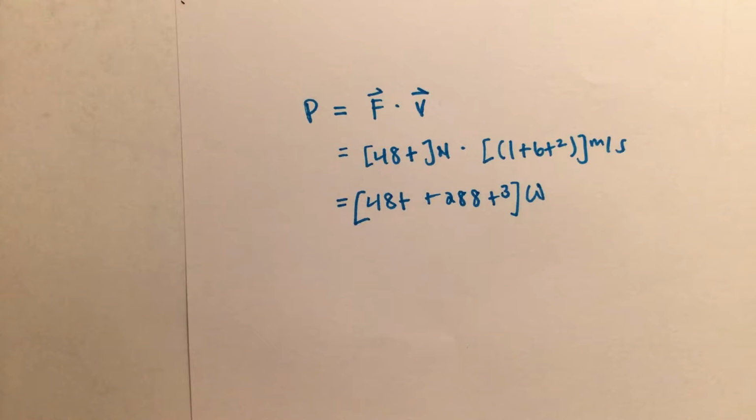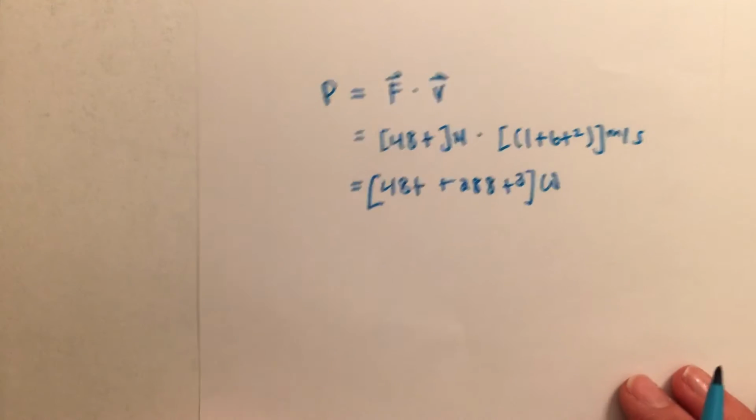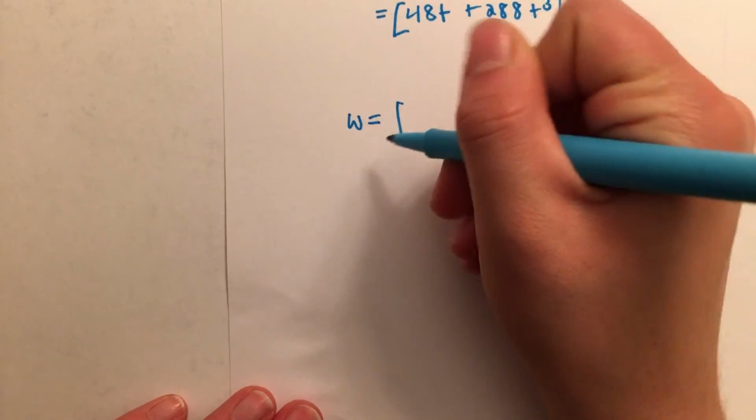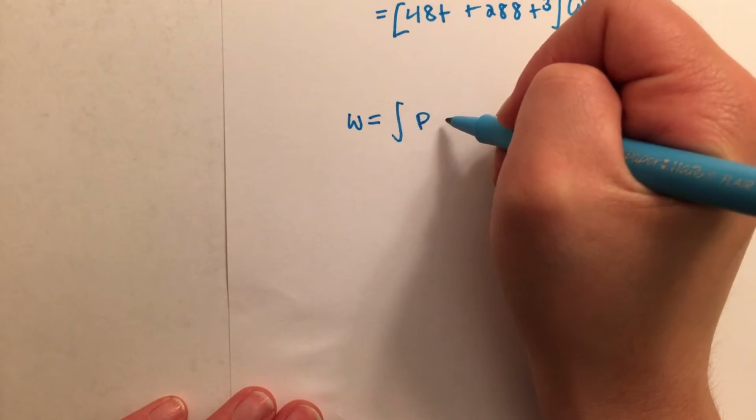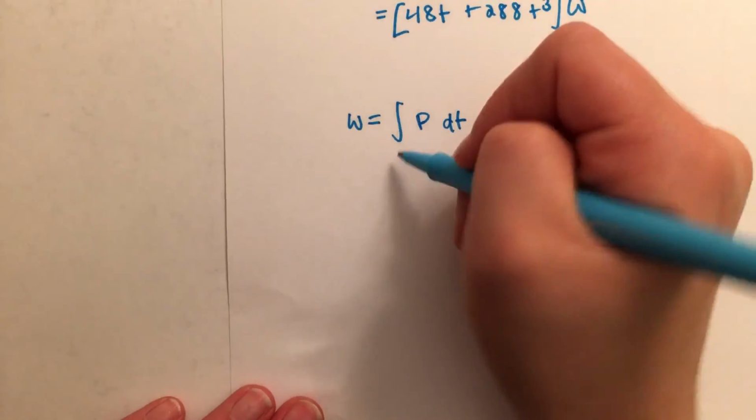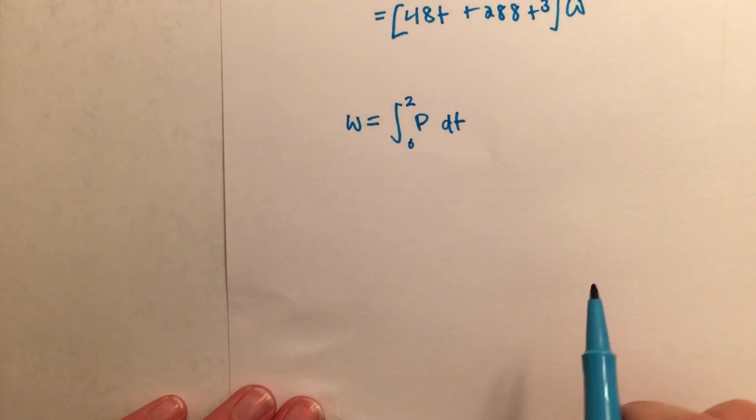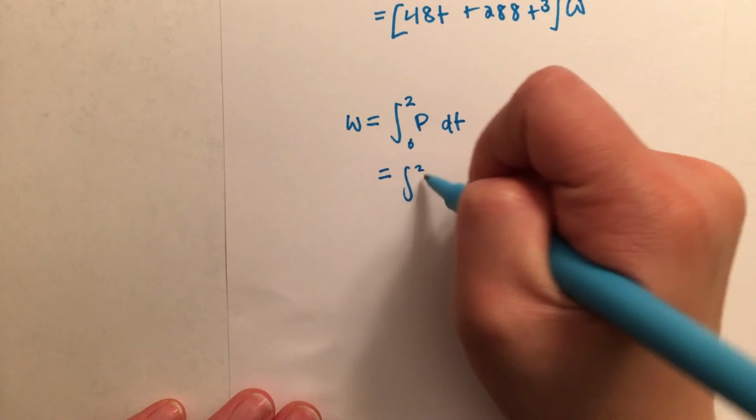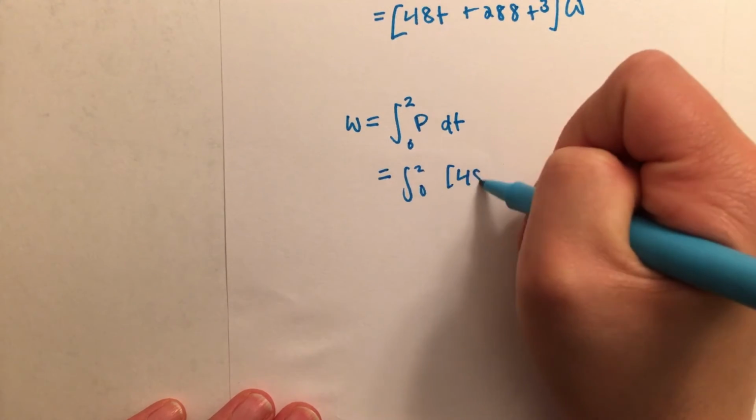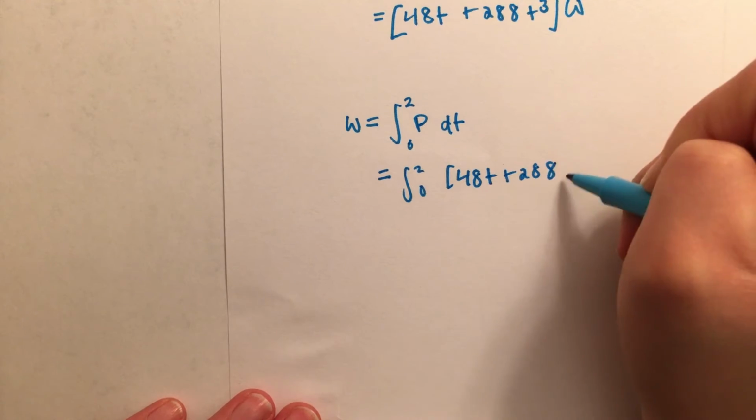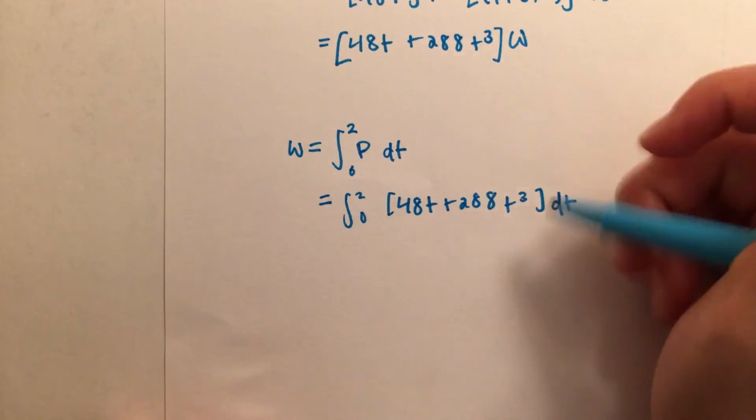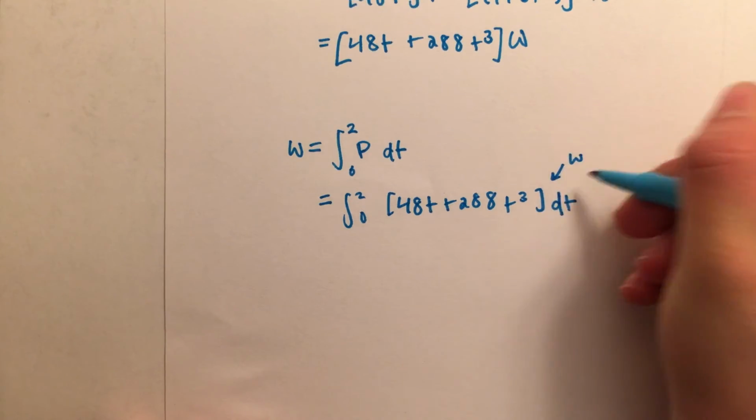Okay, part D is the work done on the particle in the interval t equals 0 seconds to t equals 2 seconds. So work is the integral of power over time, and so we're integrating from 0 to 2 seconds. Then we have our equation for power from before, 48t plus 288t cubed dt. The unit for that is watts.